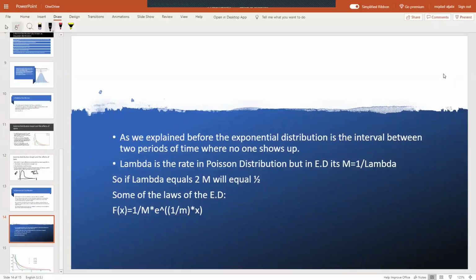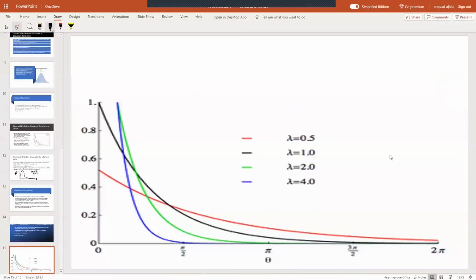One of the laws of the exponential distribution: f(x) equals 1 over mu, times e to the power of minus 1 over mu times x. So this is an example of the exponential distribution. As we can see, the black drawing is going like the gamma distribution, from up to down. It peaks at 0, high in the air, and then goes down.